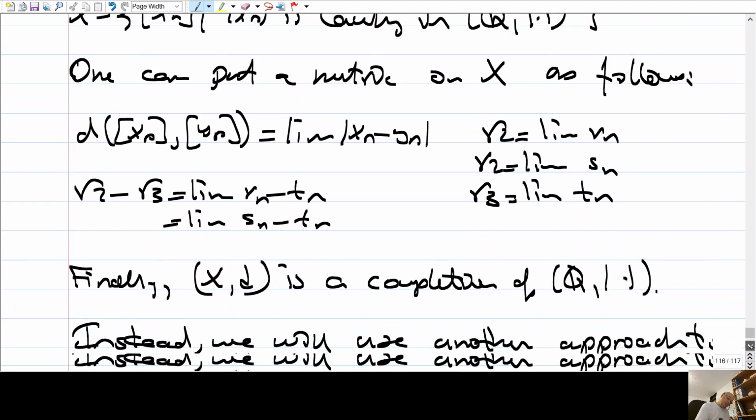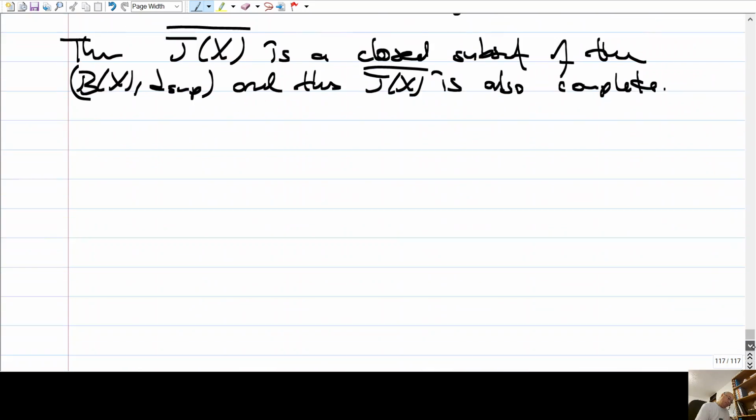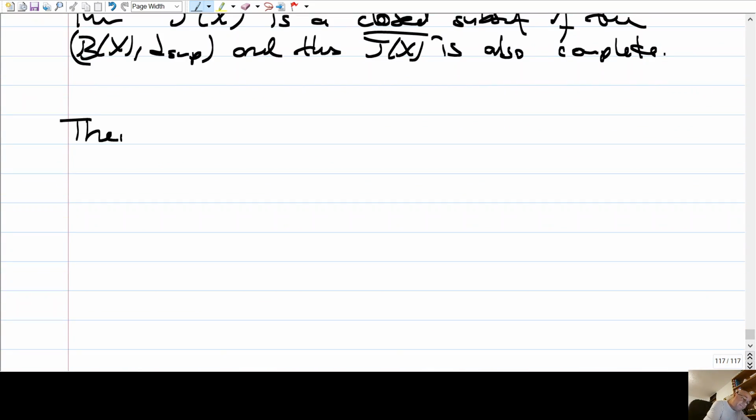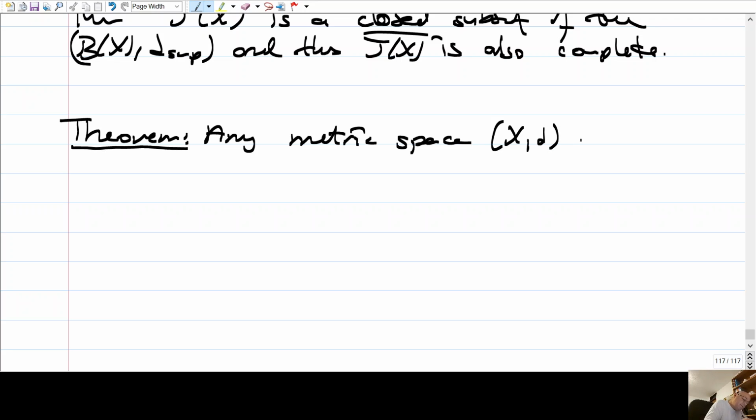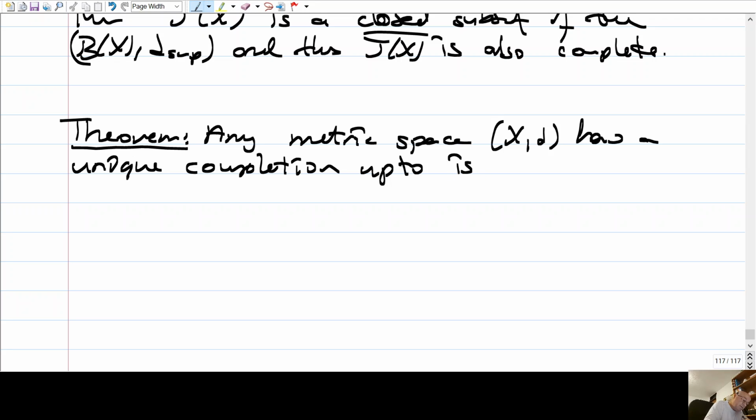Let's write this as a theorem. Any metric space X has a unique completion up to isometry. Okay, and let me give the proof.